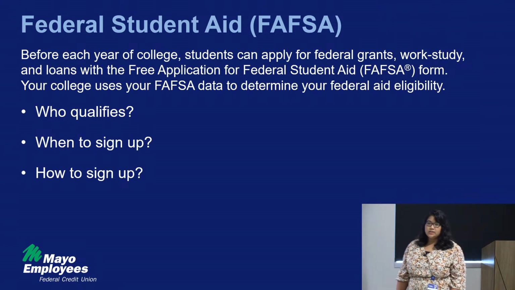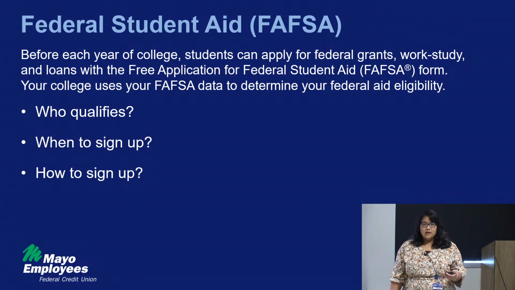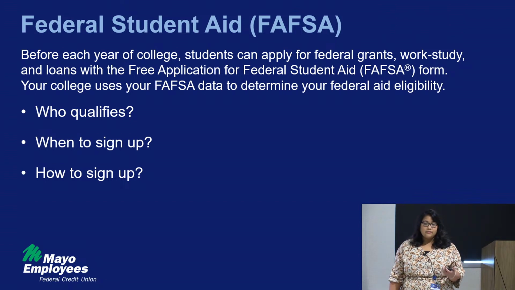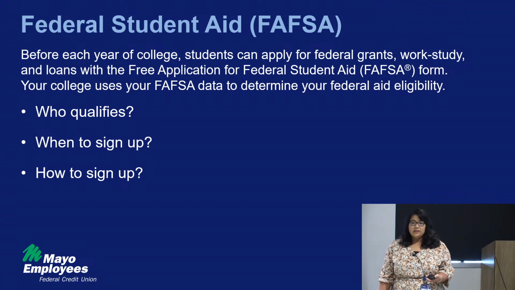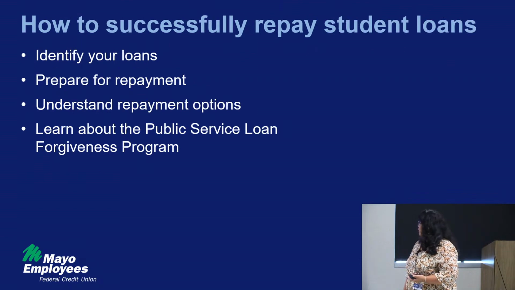So there's a few qualifications. You don't have to be a citizen to qualify for it. If you're an older student, if you're over 24, then you're eligible to qualify for more grants or more aid. And when can you sign up? Usually the cutoff date is June 30th. And how to sign up. You can go to studentaid.gov and fill out the application there. They're going to go over the eligibilities as well. So more in detail, the eligibility to qualify for FAFSA, and how to successfully repay student loans.